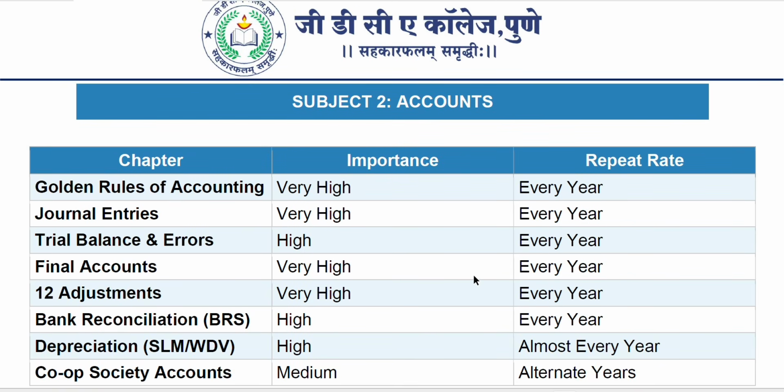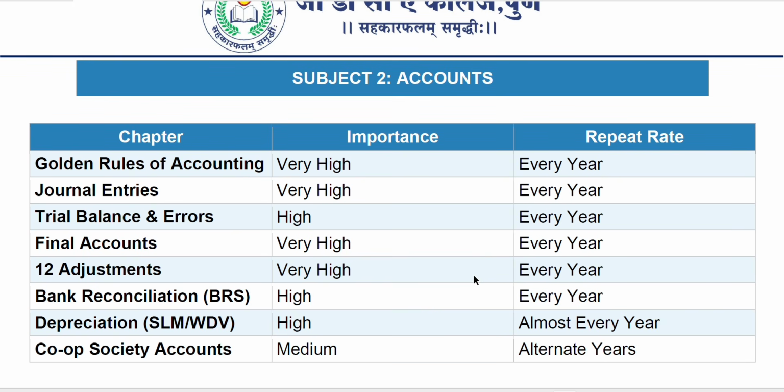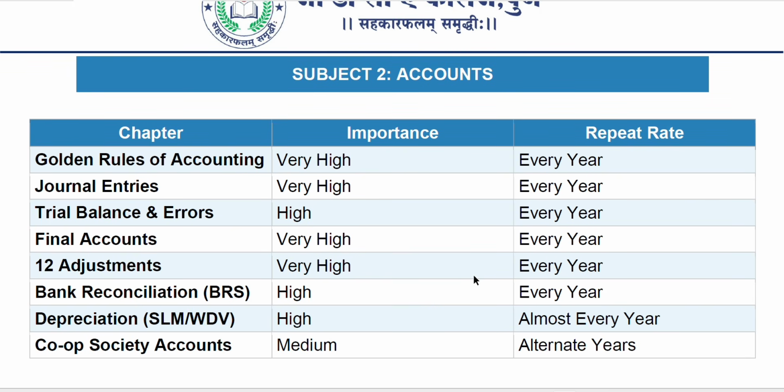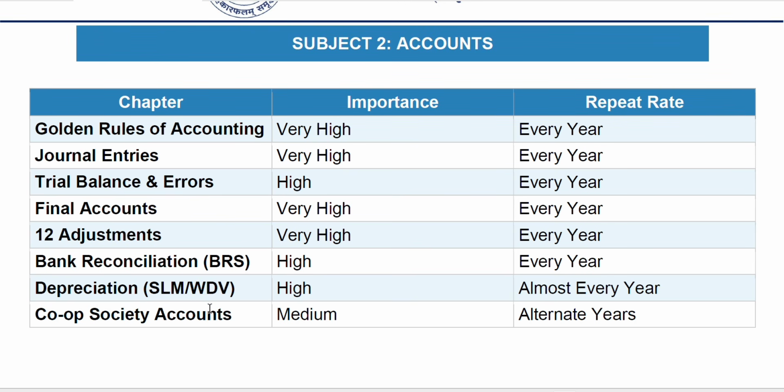Next, subject number 2, accounts. So important chapters. We are just going to see the repeated rate for particular chapters. Golden rules of accounting, journal entries, trial balance and errors, final accounts, 12 adjustments, BRS bank reconciliation statement, depreciation, SLM, WDV. SLM is straight line method, WDV is written down value method, cooperative society accounts. So these are the most important topics or chapters for accounts, which have high chances in this coming examination.